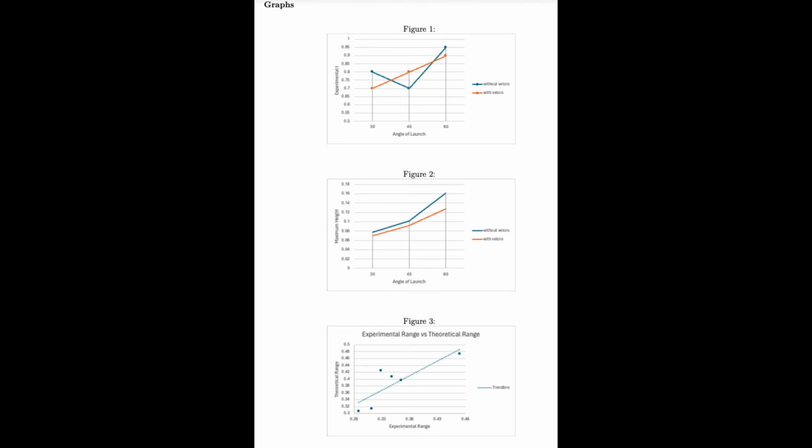The first two graphs show that as the launch angle increased from 30 to 60 degrees, both the time of flight and the maximum vertical height increased, which agrees with the projectile motion theory. The curves of both masses nearly overlap, showing that the mass does not significantly affect the motion, and under ideal conditions, it should not at all. The final graph compares the experimental and theoretical horizontal ranges and shows a strong linear relationship, again confirming the fundamental principles of kinematics. Some discrepancies between the experimental and theoretical values were observed.